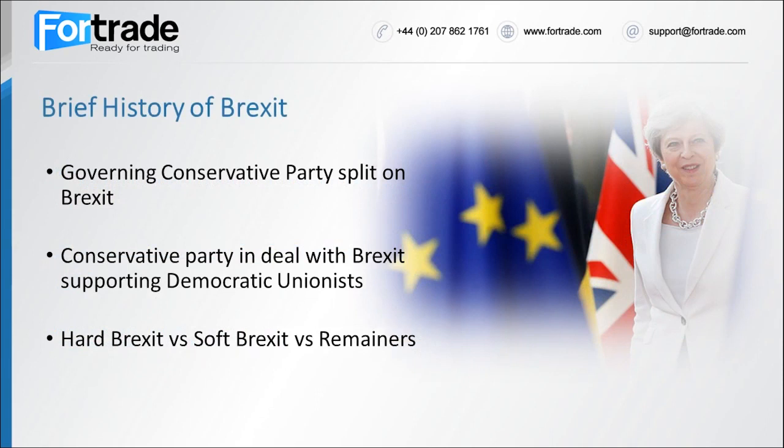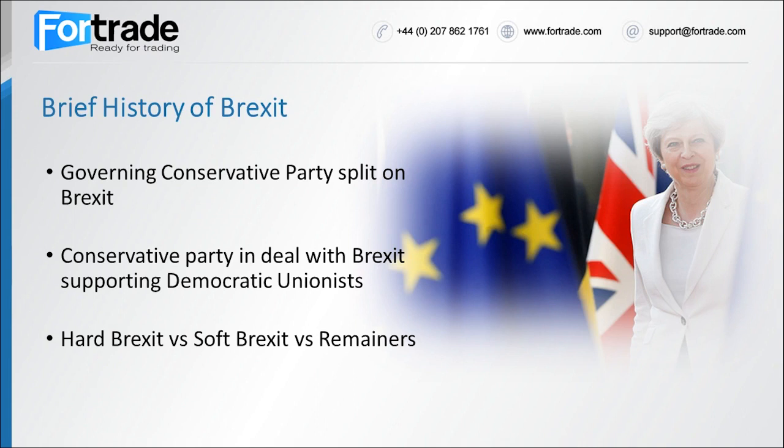So, a brief history of Brexit. In 2016, on June 23rd, the UK held a rather bitter and divisive referendum, which was expected to produce a narrow majority in favour of remaining in the European Union. The leaderships of all three main political parties supported EU membership. However, 52% of the country voted to leave the European Union, while just over 48% voted to remain.